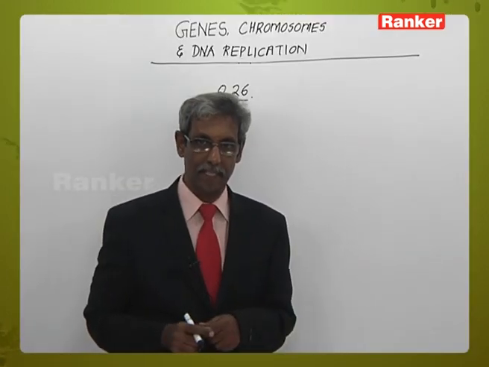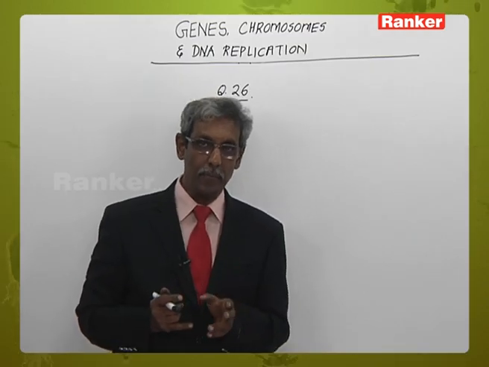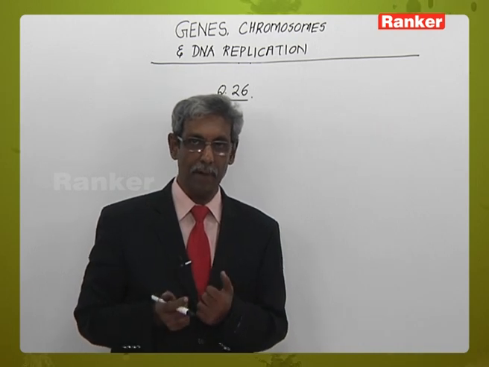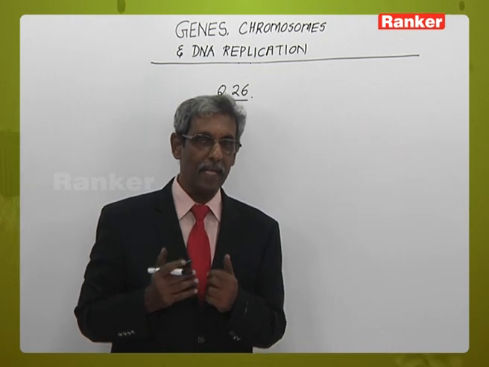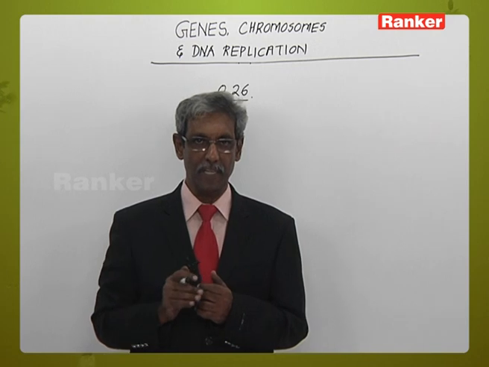Question number 26. Polytene chromosomes result due to A. mutations, B. non-homologous, C. endoduplication of chromosomes, D. somatic pairing of homologous chromosomes. Now, why is it that chromosomes can increase in their number? Chromosomes increase in their number because there is a need for higher chromatin content, and the higher chromatin content is a specific characteristic feature of the single sort of a species.